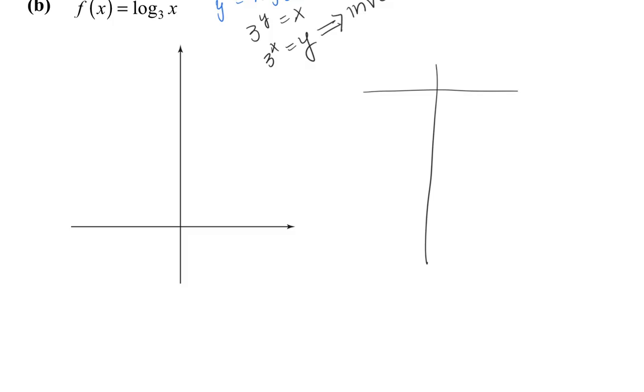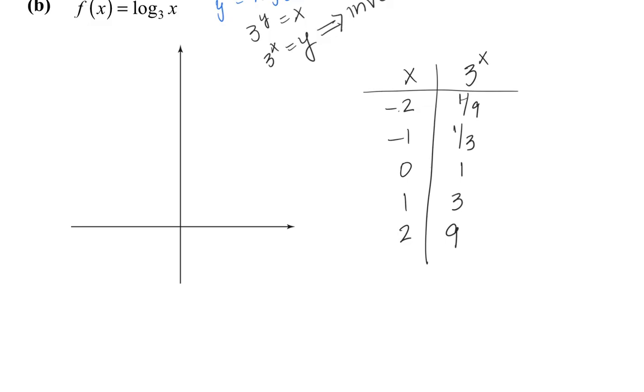So let's see. I'm going to choose -2, -1, 0, 1, 2. So this is my x, and this is 3 to the x. So 3 to the -2 would be 1/9. 3 to the -1 would be 1/3. 3 to the 0 is 1. 3 to the 1 is 3. And 3 squared is 9.